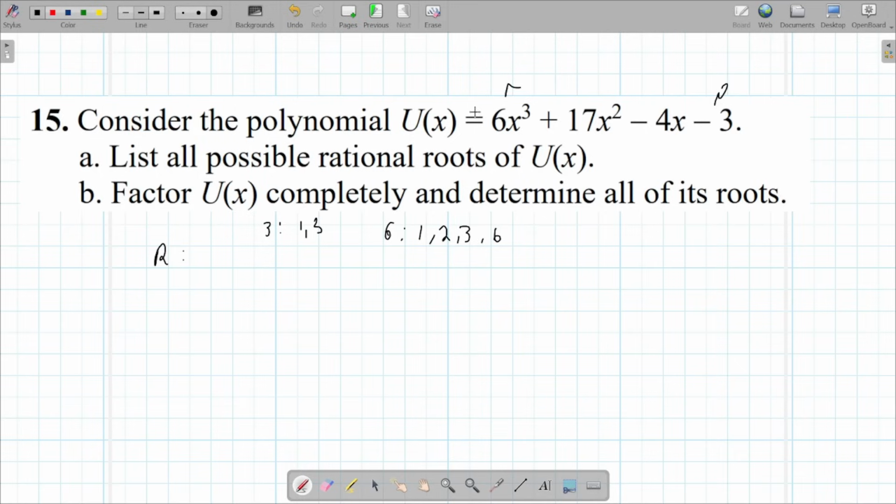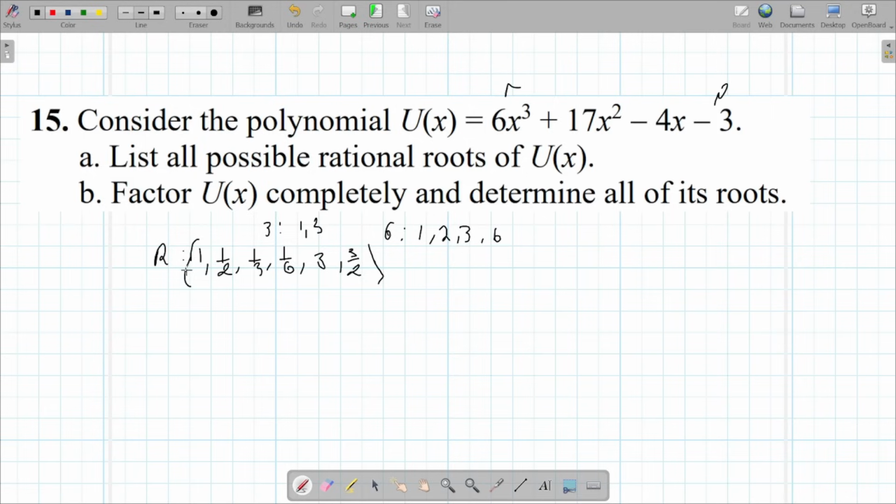The factors of P are 1 and 3. Let's start. 1 divided by 1 is 1. 1 divided by 2 is 1 over 2. 1 divided by 3 is 1 over 3. 1 divided by 6 is 1 over 6. Continue. 3 divided by 1 is 3. 3 divided by 2 is 3 over 2. 3 divided by 3 is 1, and we already have it written here. 3 divided by 6 is 1 over 2, and we already have that written here, so we're done here.